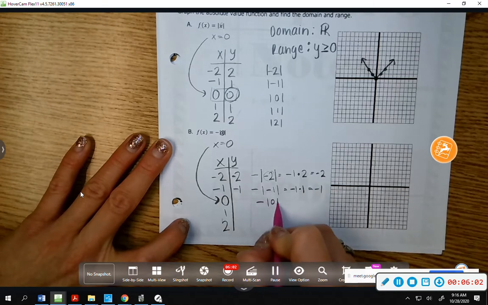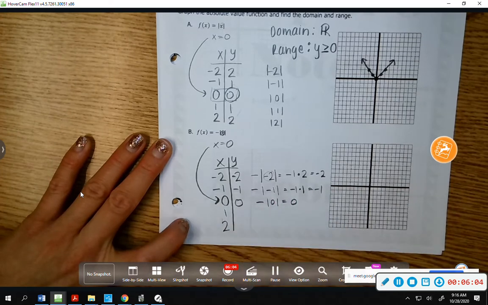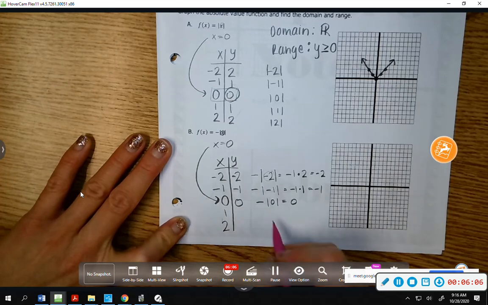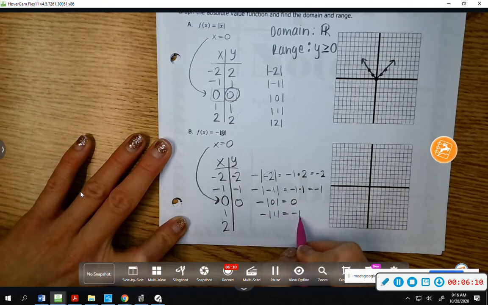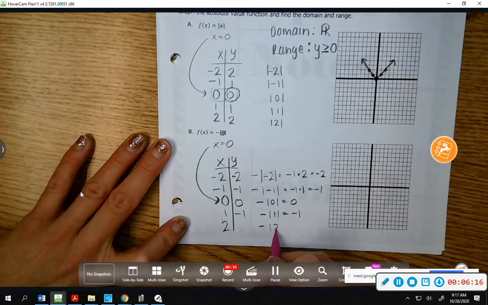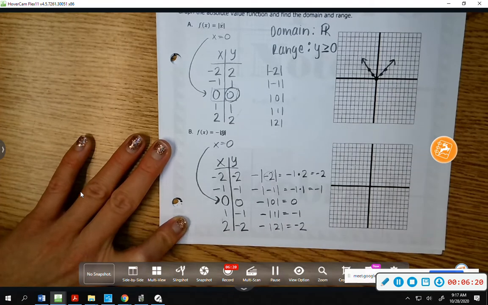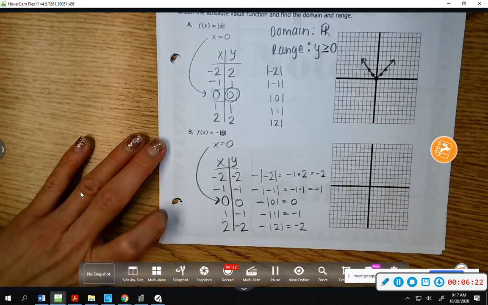Negative times the absolute value of 0 is just 0. We have -1 times the absolute value of 1, which is just -1, right? Because that's 1, and then we multiply it by a negative. And then -1 times the absolute value of 2 is -2. Any questions on how I got those numbers?